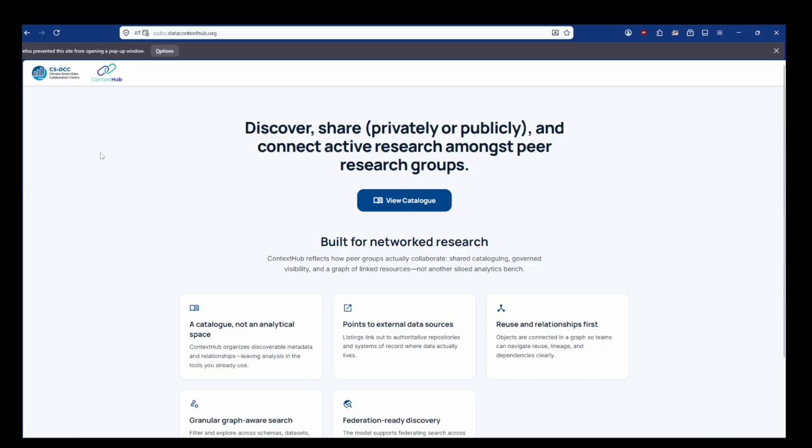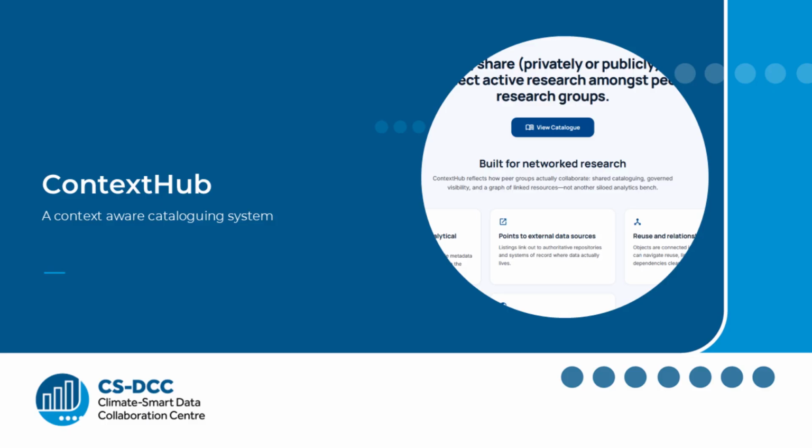In short, ContextHub transforms cataloging into a smarter, context-aware system, enabling deeper discovery, stronger collaboration, and unlocking the full value of ICT outputs.